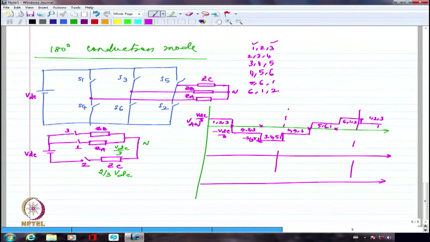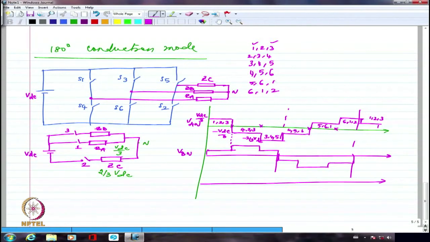Right? So we should be able to draw similarly. So if this is the way it is as far as A phase is, VA is concerned, VB should be essentially 120 degree shifted. So this is 120, so I should have something like this, I suppose. Something like this, I suppose. Right? And then this should be somewhat like this. So this is VB, VBN.